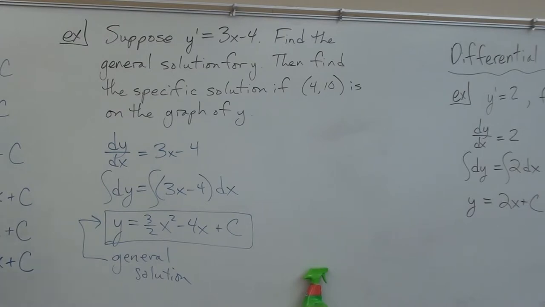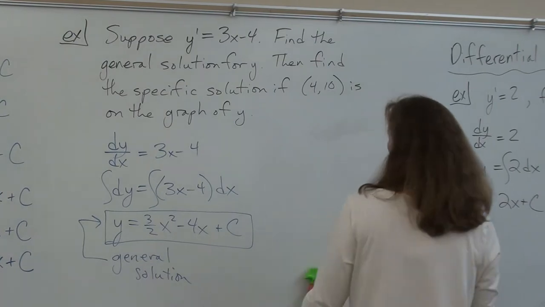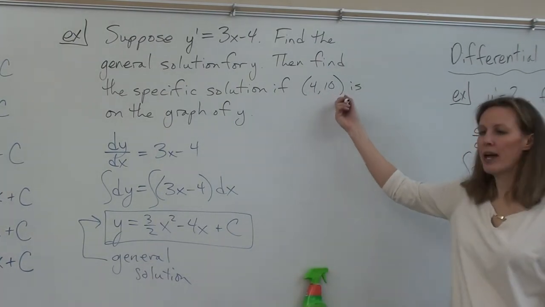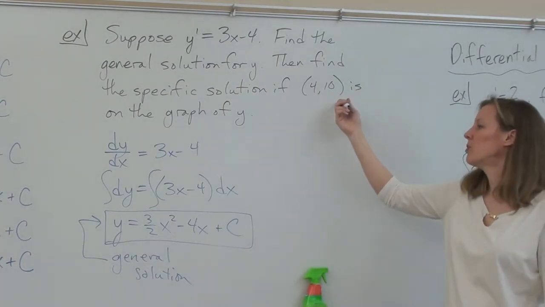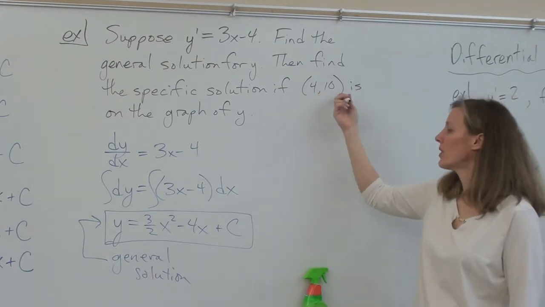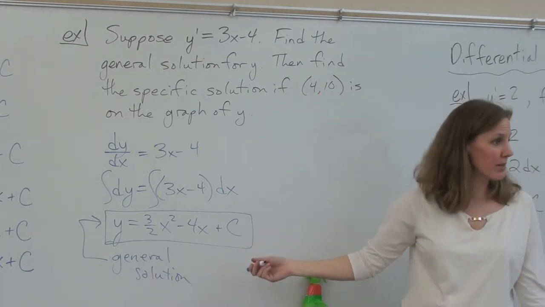Now if you need the particular solution that passes through the point (4, 10), well, this is a point on the graph, so we can plug the 4 in for x and the 10 in for y and just solve for c.